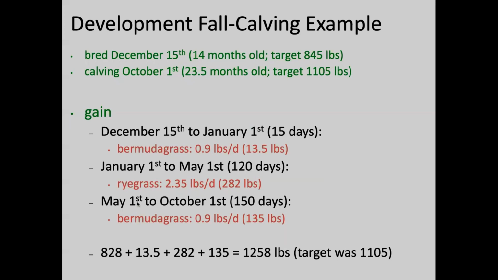And then Bermuda grass going from May 1 to October 1, 150 days there, gaining about 135 pounds. We started her a little under our target at 828, but then we put some weight on her, 282 pounds here, 135 pounds here. We only had a target calving weight of 1105, but she's actually calving weighing closer to 1260. That's what we would expect with the fall calving example, and we need that little extra development because these fall calving heifers or cows are going to lose a little bit more weight during the winter than our late winter calving females would.